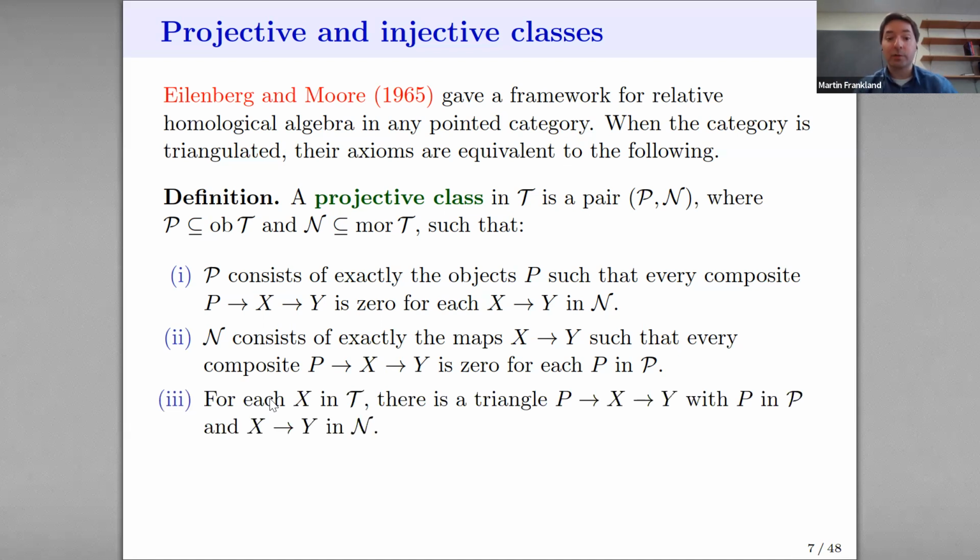And to build resolutions, well, you need this axiom that says that any object admits a P-epimorphism from a P-projective. Or equivalently, the next map is null. And this is the third axiom there. And an injective class is defined dually.